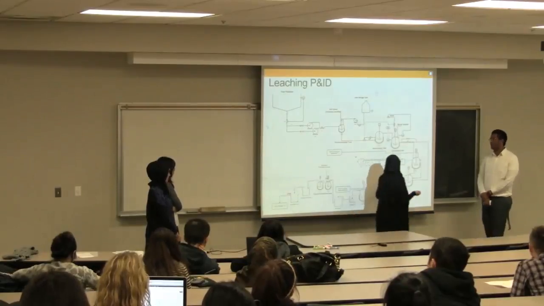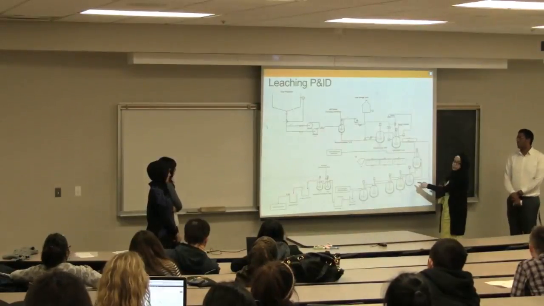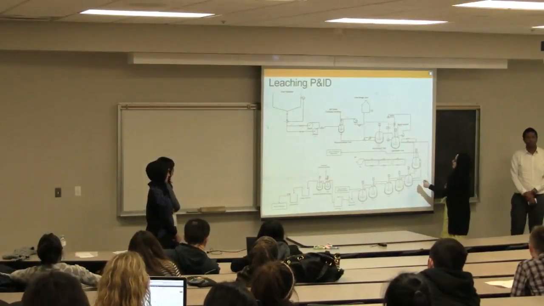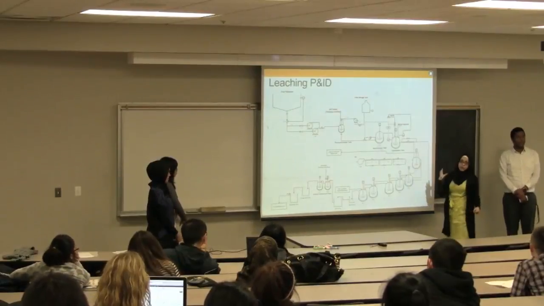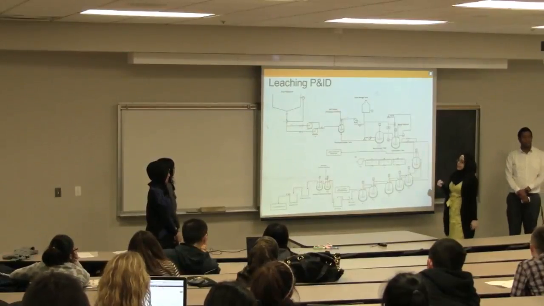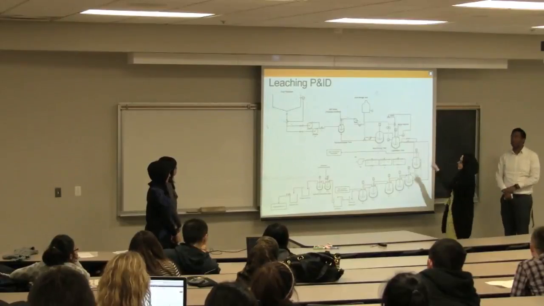Here we have bypassed the first cyanide addition tank in case we need to. The other part is the carbon will go to the stripping and regeneration, where the gold is taken from the carbon and the carbon is recycled back.